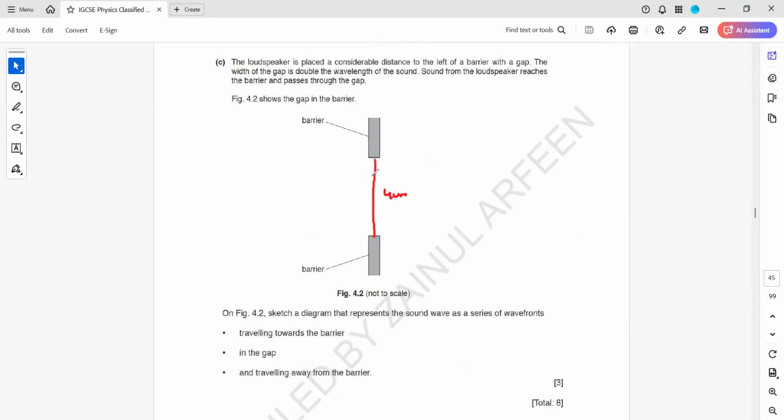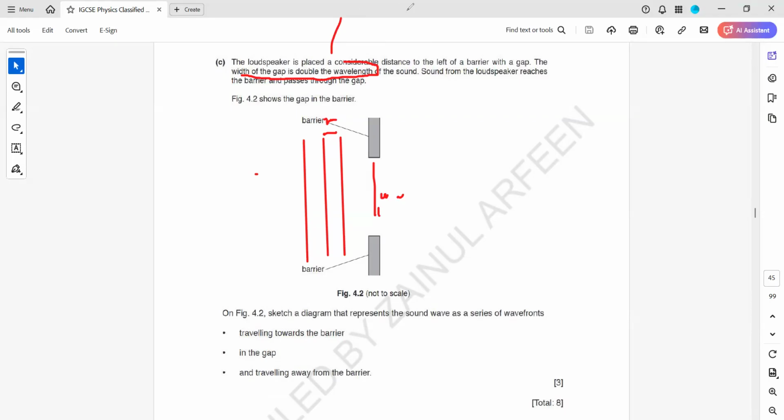When you measure the wavelength, it is the distance between two successive compressions. In the exam, when you draw, you should draw according to the scale. Like if the gap was 4 centimeter, then the wavelength should appear to be 2 centimeter, because the width of the gap is double the wavelength. So if the wavelength is 3 centimeter, the width should be 6 centimeter. The width is given to you, so first you measure the width, and the wavelength will be half of the width.